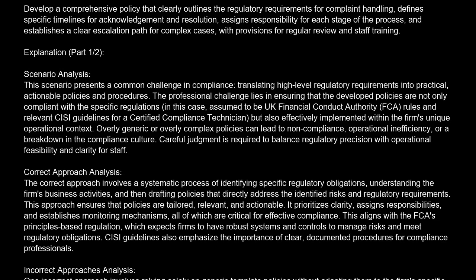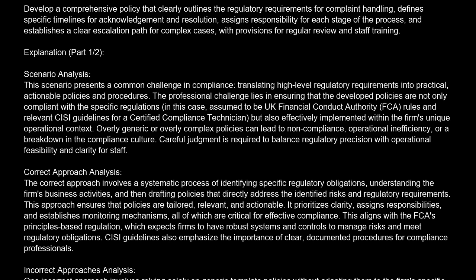The correct answer is C. Develop a comprehensive policy that clearly outlines the regulatory requirements for complaint handling, defines specific timelines for acknowledgement and resolution, assigns responsibility for each stage of the process, and establishes a clear escalation path for complex cases, with provisions for regular review and staff training.